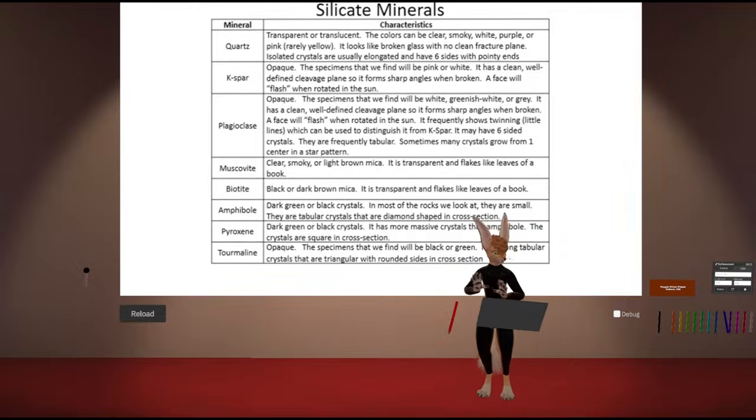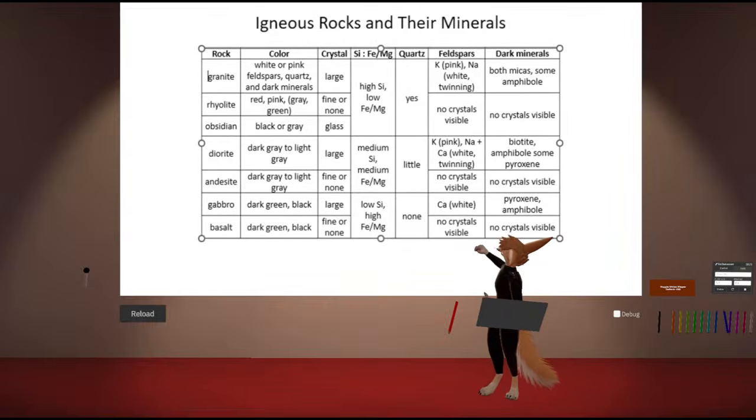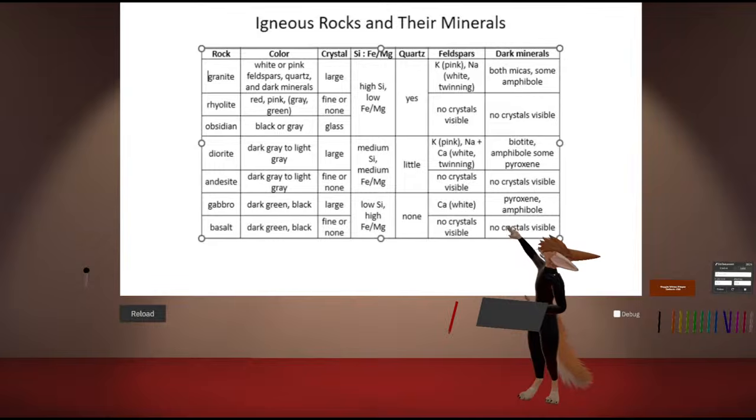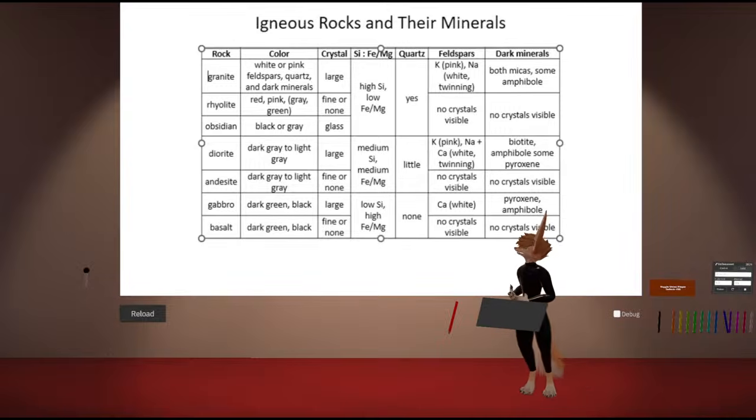Now get ready, folks. We're gonna be segueing into the quiz. But here, as a quick last review, with granite, the color could be white or pink. Feldspars, quartz, have dark minerals. The crystal size is large. It can have high silica, low iron magnesium. Rhyolite can be red, pink, gray, or green.